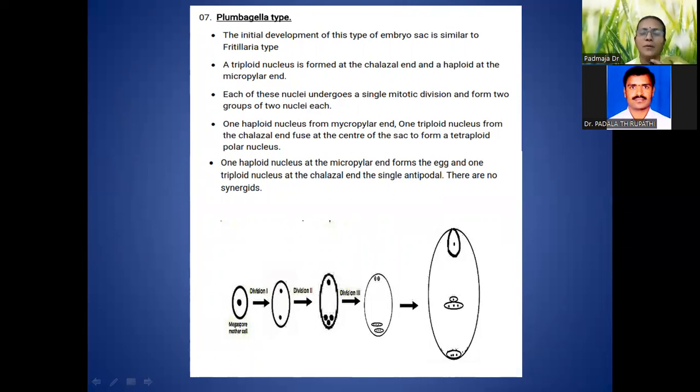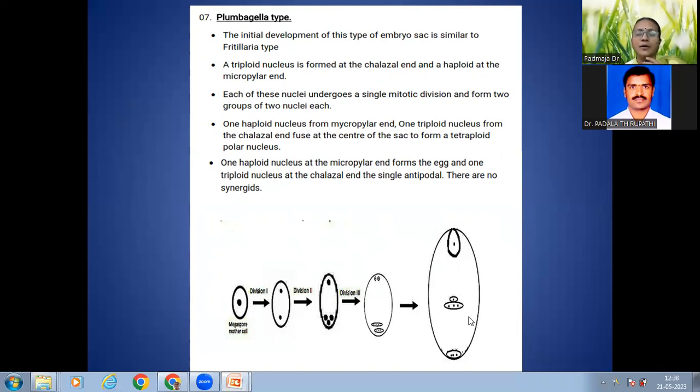Tetraploid means 4. And one haploid nucleus at the micropylar end forms the egg, and one triploid nucleus at the chalazal end forms a single antipodal. There are no synergids. Here, on either side of the egg, no synergids are present, and only the haploid nucleus is present. And at the center, there is a haploid nucleus and the triploid one. And one triploid will be present at the chalazal end as the antipodal.